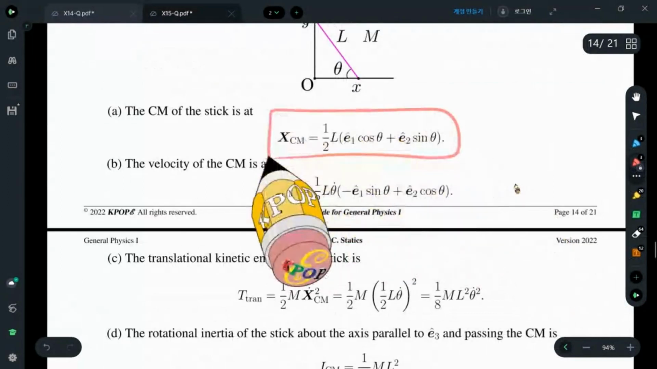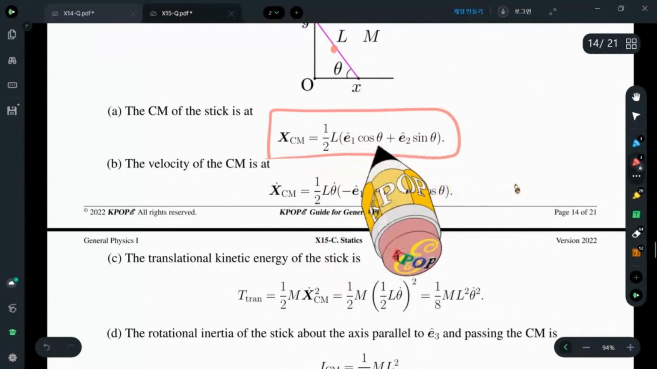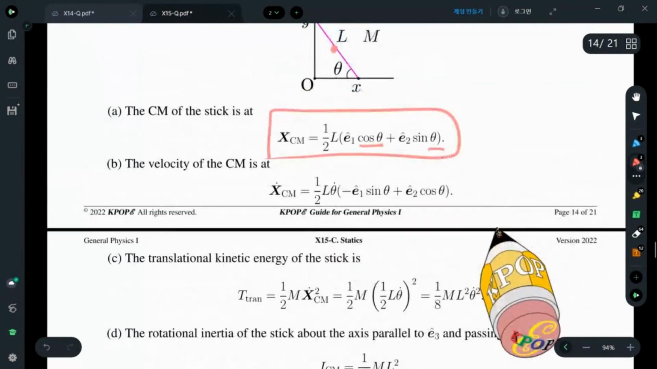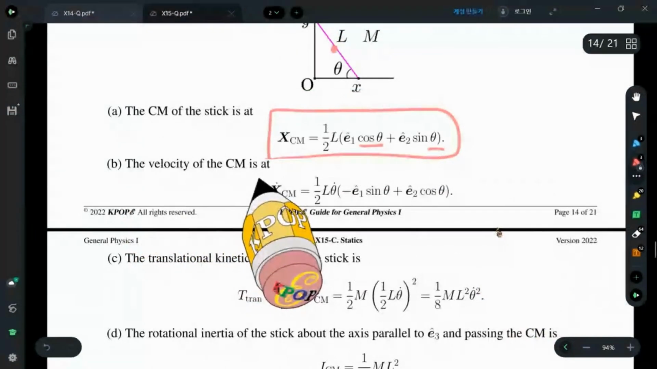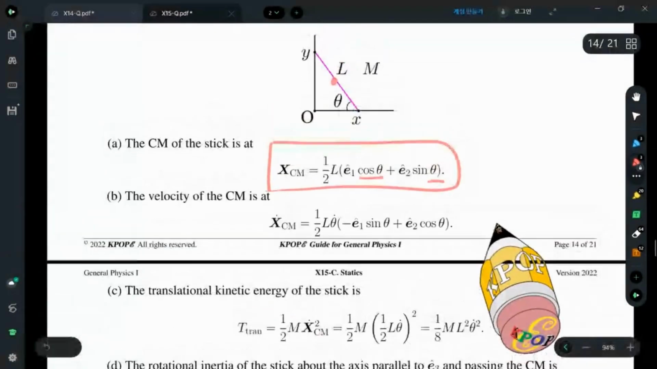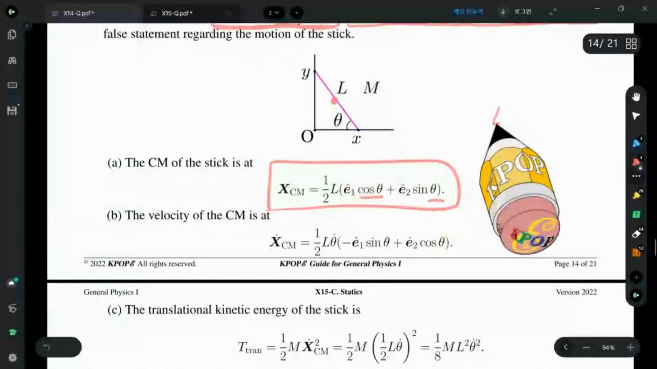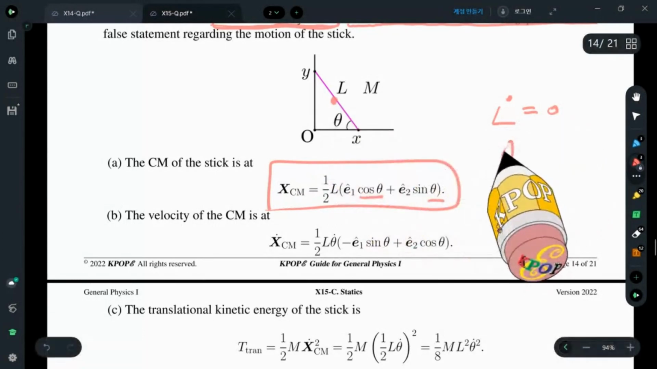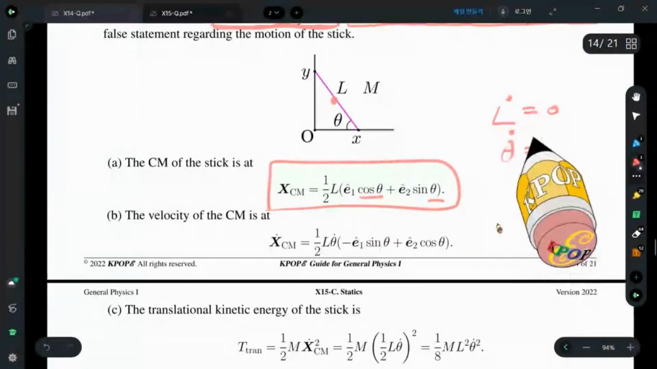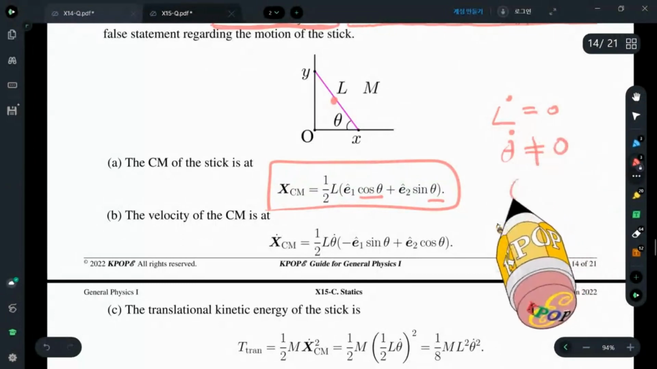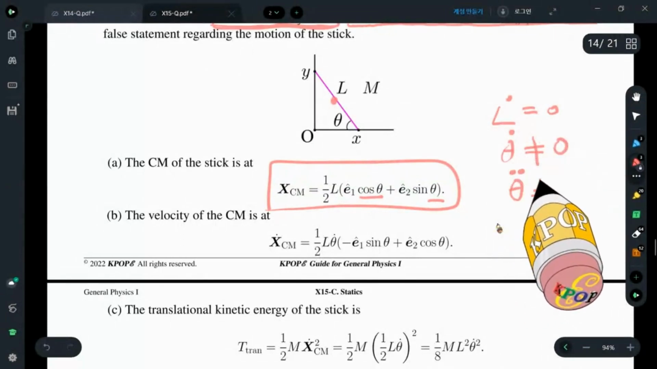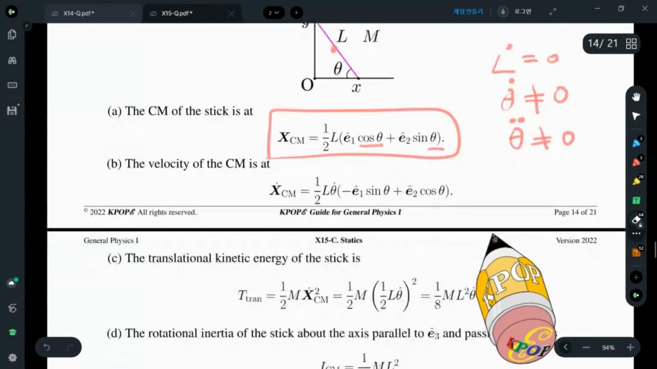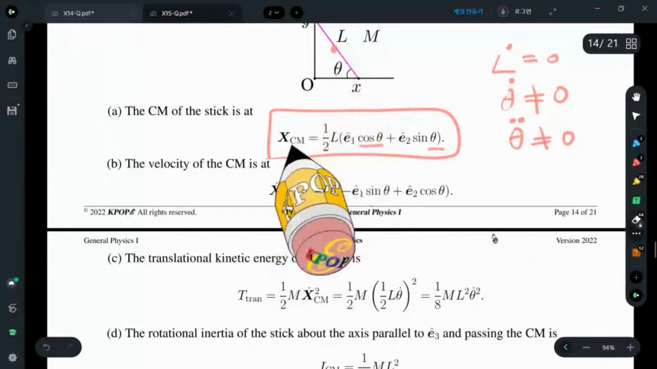First, we know the center of mass when angle theta is given here. Velocity of the center of mass. We remember the length of the stick is constant. Because it will slide down, the velocity won't be zero, and its acceleration won't be zero either.